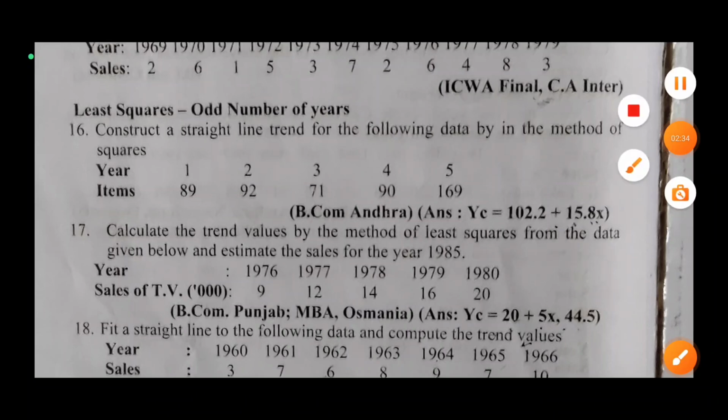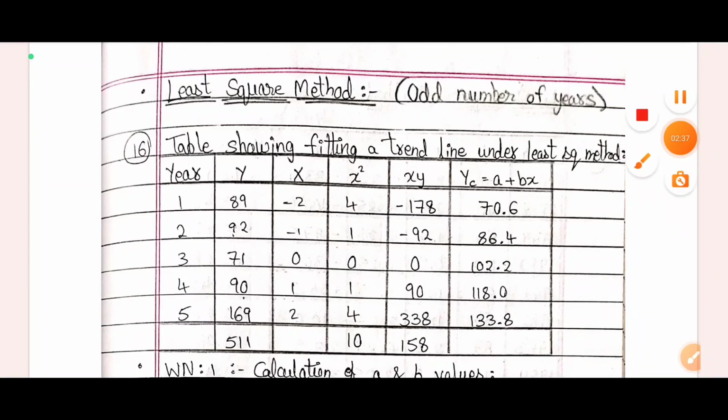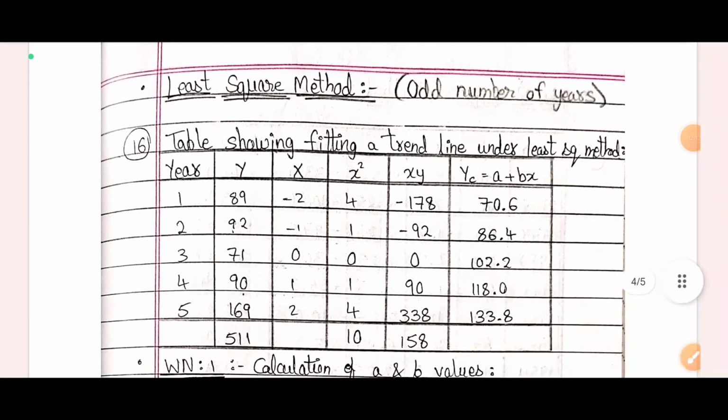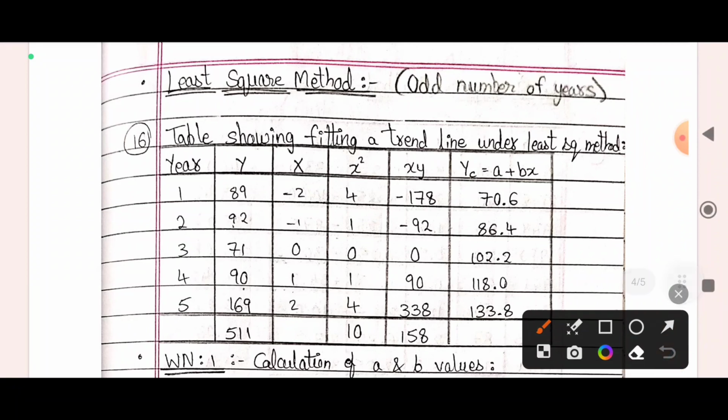So let us solve the problem relating to this question. Least squares method, odd number of years we are doing. Question number 16. Table showing fitting a trend line under the least squares method. Year, y value which is given as item, that will be your y, x, then x square, x into y, yc is equal to a plus bx. These are the columns we require to solve the problem.